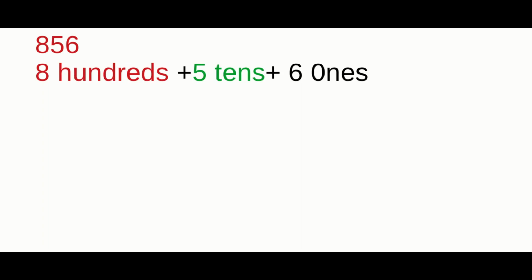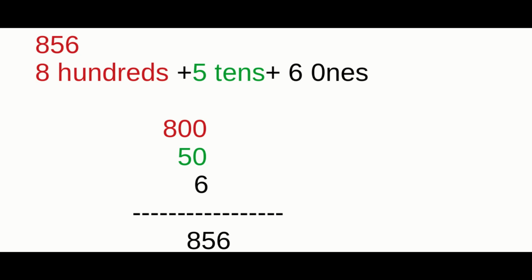Here, 856 has 3 digits. 6 is in the ones place, 5 is in the tens place, and 8 is in the hundreds place. So there are 8 hundreds, 5 tens and 6 ones. 8 hundreds means 800, 5 tens means 5 into 10, which is 50, and 6 ones. When we add the 3 numbers, we get 856.